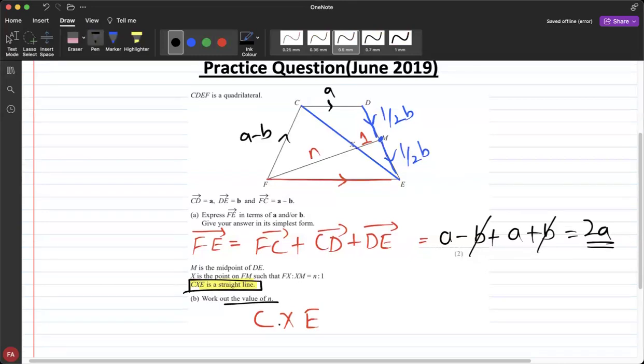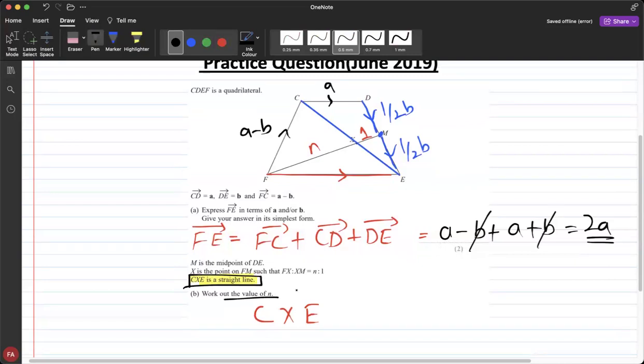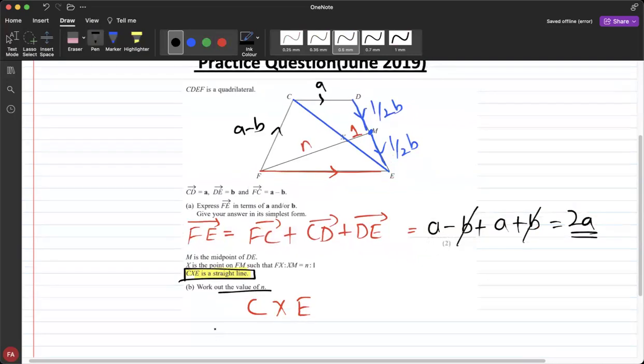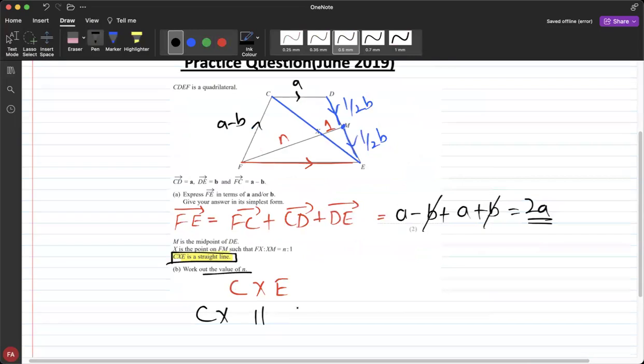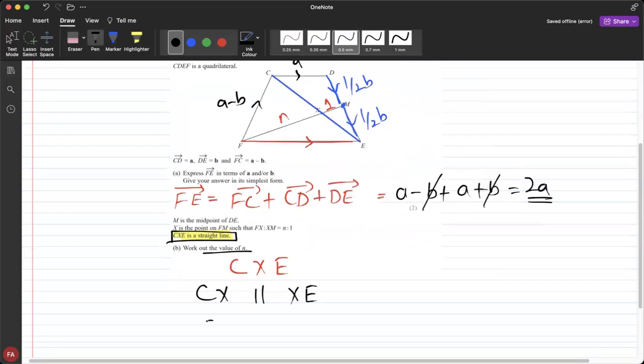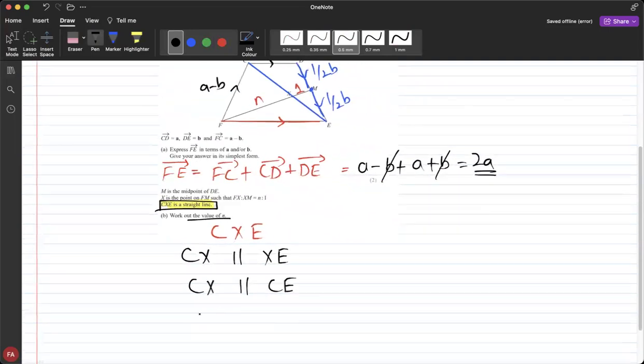Now, if you want to break this down, there are 3 ways in which I can write down this expression. I can say CX is parallel to XE, or maybe I can say CX is parallel to CE. And finally, I can write down XE is parallel to CE. These are the 3 expressions that I have, which are equally possible. That means you can use the first one, second one, or third one. It totally depends on you. Although you should always try to select something that probably requires less working.